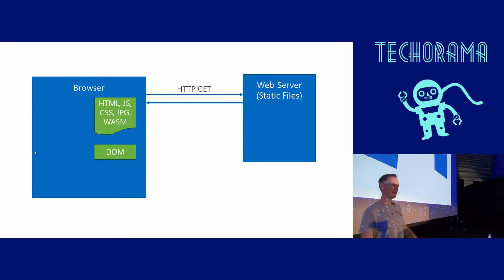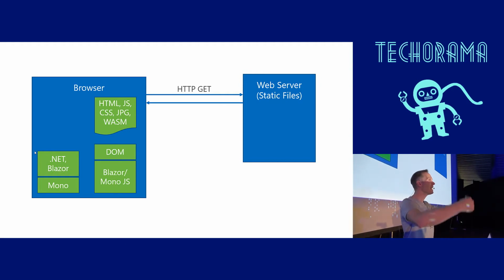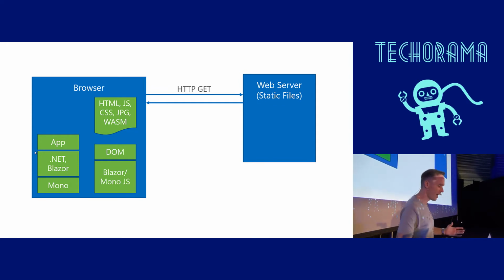Good. Now we have in the browser the document object model. And below the document object model, we have the JavaScript part of Blazor and Mono. These two things, the JavaScript part of Blazor and Mono, they use the Mono WASM runtime to boot up .NET and Blazor inside the Mono runtime inside WASM. I told you, it's interpreted, not compiled. On top is your app. Regular .NET DLL, nothing special. So this is the high-level architecture.